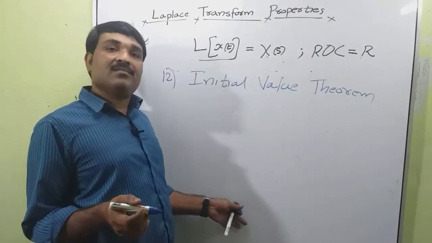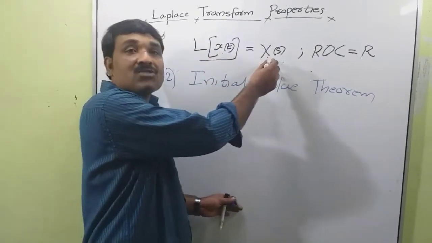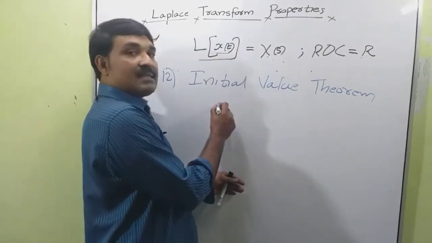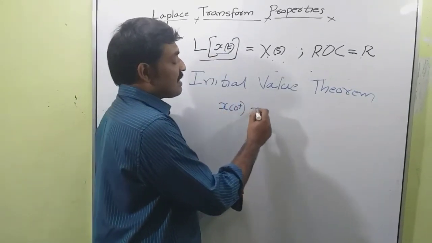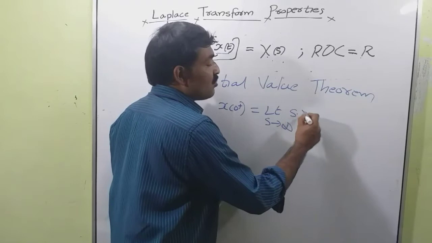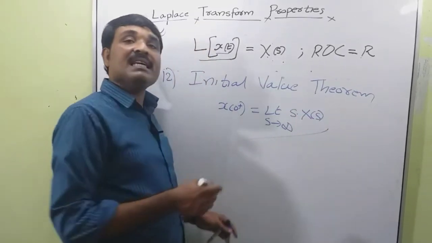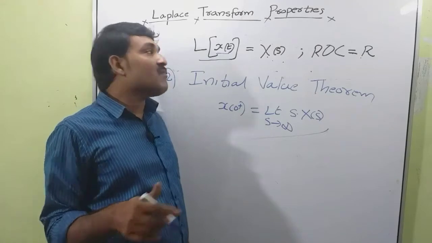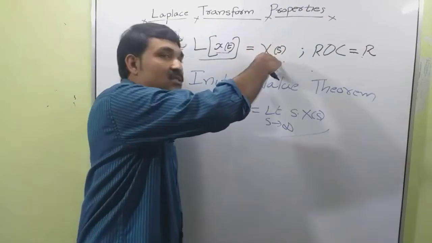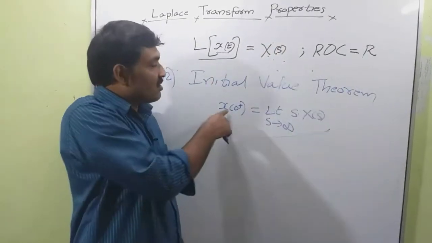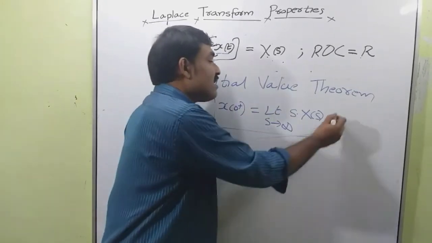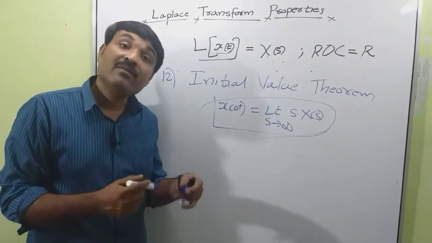Now initial value theorem. Suppose we have a signal x(t) whose Laplace transform is X(s). Now we want to find the initial value of the signal x(t), that is x(0+), which is equal to the limit s tends to infinity of s into X(s). So using the initial value theorem, we can find the initial value of this signal without finding the inverse Laplace transform. If we know X(s), we can directly find x(0+) by applying this limit s tends to infinity s into X(s). This is a very important theorem and usually very useful.